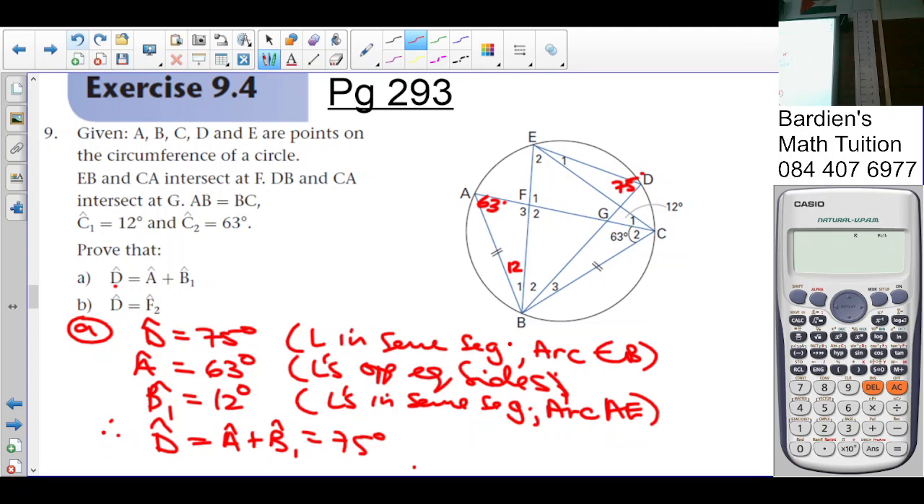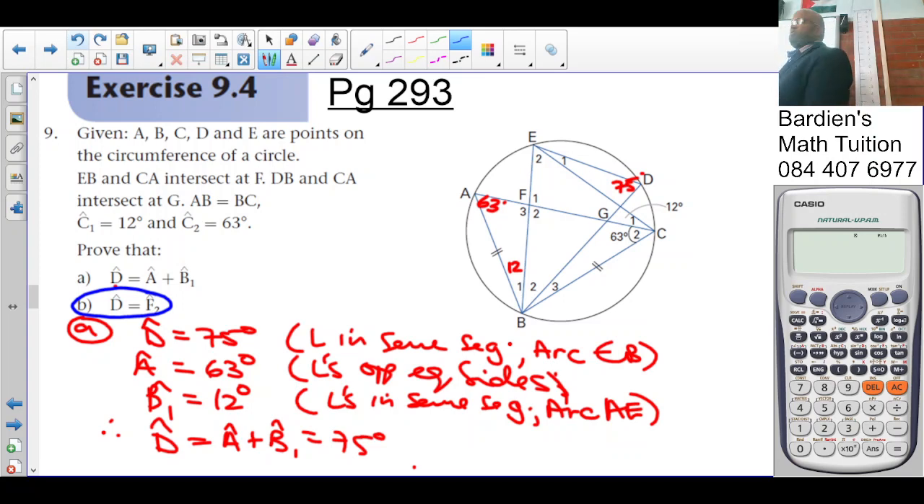Okay? Easy. Nice. Then it asks you in B to prove that F2 is equal to angle D. Well, what is angle D? Angle D is 75. So if I can prove F2 is 75, the job is done. We will investigate.